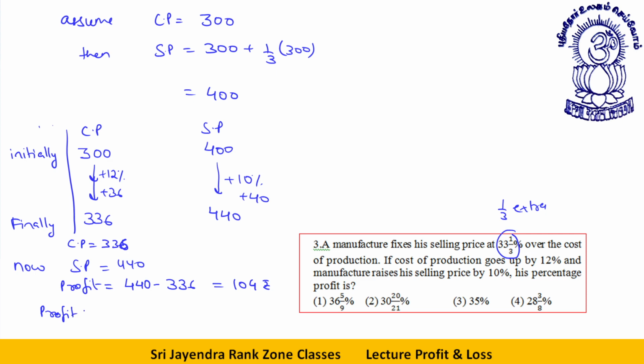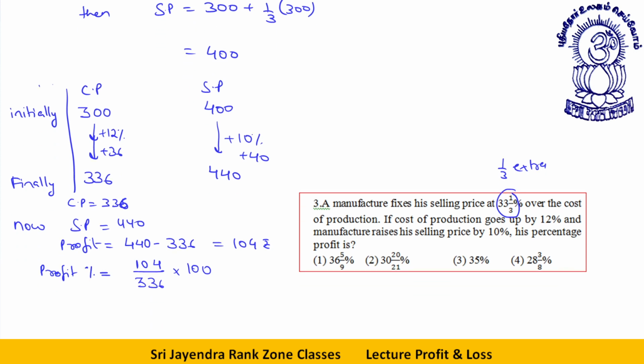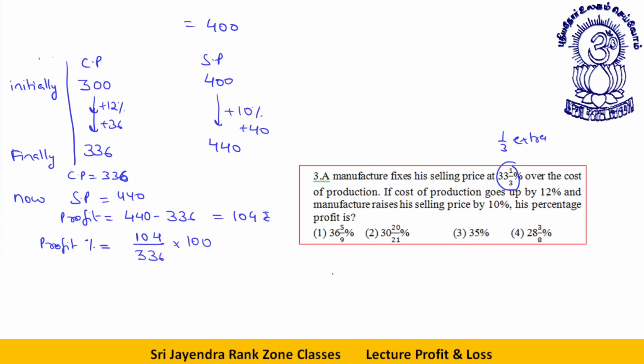That way, profit percent, what will be profit percent? Profit percent will be profit over CP into 100. Okay, dear students, let's see how far we can calculate. Let's calculate this, cancel this by 4. This becomes 26. If I cancel this by 4, 75 plus 9 will be 84 into 100.